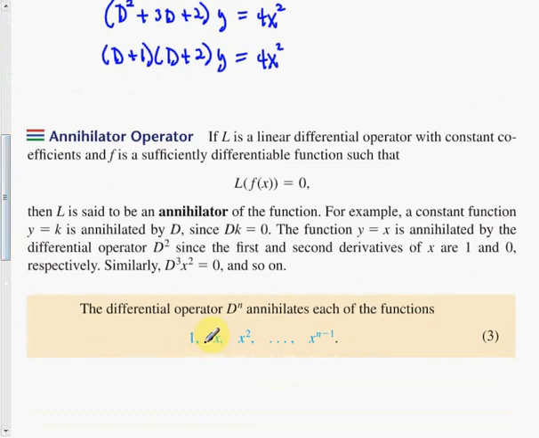So if we have functions of the type 1, x squared, x cubed, all the way to x to the n minus 1, then we say that the annihilator operator is D to the n that's going to get rid of it. So the so-called annihilator operator here is always for the exponent one term further. So if I have x squared, I need D to the third power to wipe it out. That's all this is saying, right?